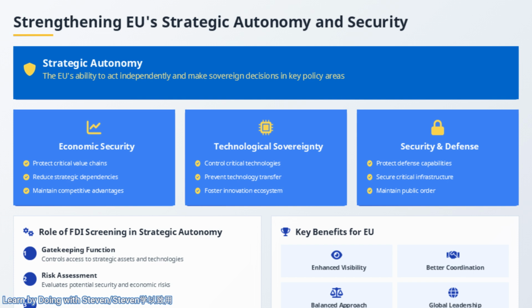It acts as a gatekeeping function, controlling access to strategic assets and technologies. It's a risk assessment tool for evaluating potential threats, and it's a vital policy tool. The key benefits for the EU are enhanced visibility over investments, better coordination between member states, a balanced approach to security and openness, and global leadership in this area.